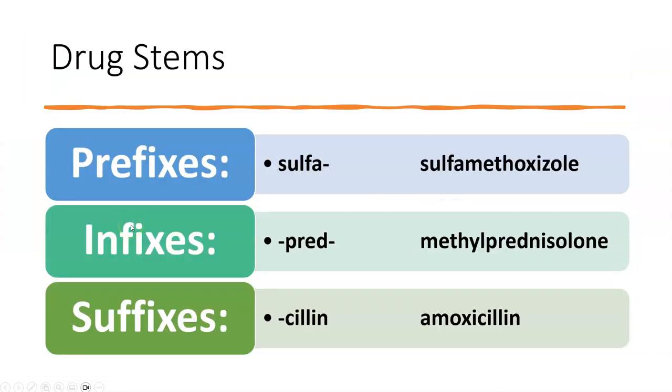So, we call these drug stems. Now, a drug stem could be a prefix, like sulfa in sulfamethoxazole, or it could be an infix. That means that the word part is in the middle, like pred is in the middle of methylprednisolone, or it could be at the end, a suffix, silin, like amoxicillin. So any drug that ends in silin is going to be related to penicillin. Drugs that start with sulfa are going to be related to sulfonamides. This helps us. If somebody is allergic to a drug in this class, it gives us a little heads up. It helps us identify.